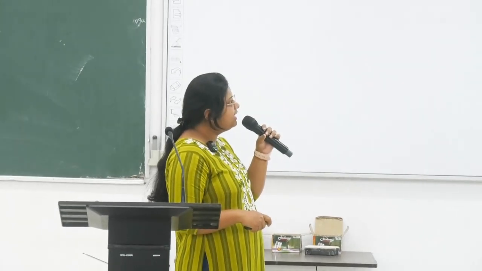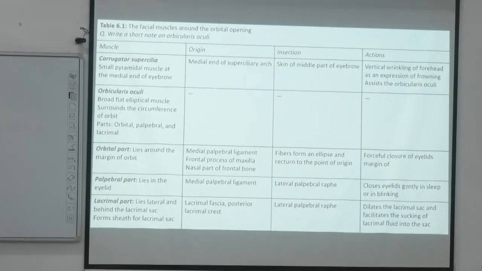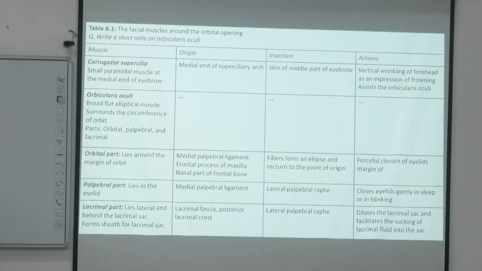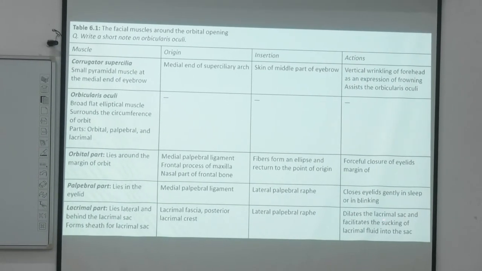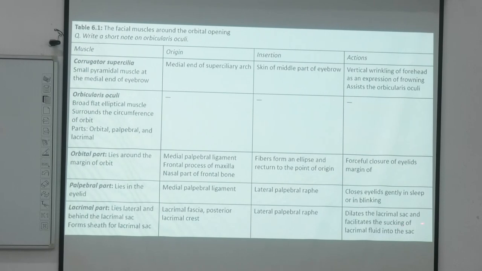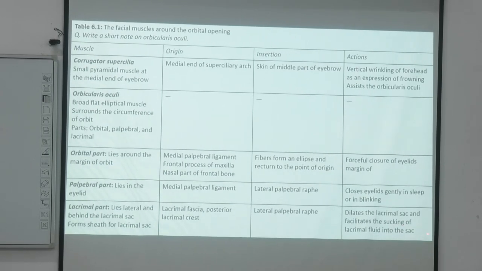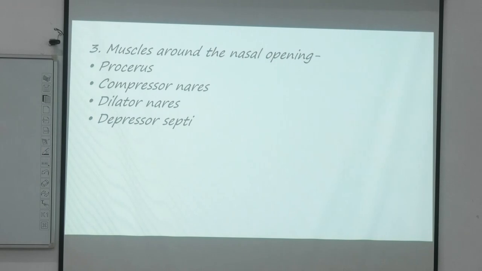What are the functions of these 3 parts? The orbital part causes forceful closure of the eyelid margins. The palpebral part closes the eyelids gently in sleep or in blinking. The lacrimal part directs the lacrimal sac and facilitates the drainage of the tear fluid.